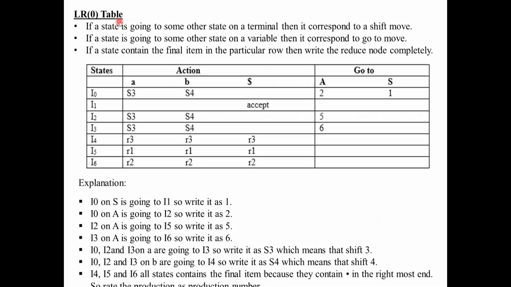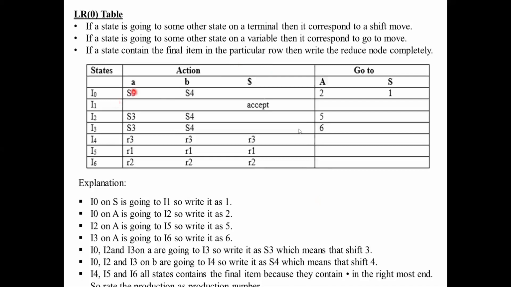So if the state is going to some other state on a terminal, then it corresponds to the shift move. What is the shift move? In the previous slide we already discussed what the shift move is, so you can easily understand the meaning of shift move. Now if a state is going to some other state on a variable, then it corresponds to the go to move. If a state contains a final item in a particular row, then write the reduce move completely. What is the meaning of these statements? We will clear them one by one. How to fill this table, that is the most important issue.